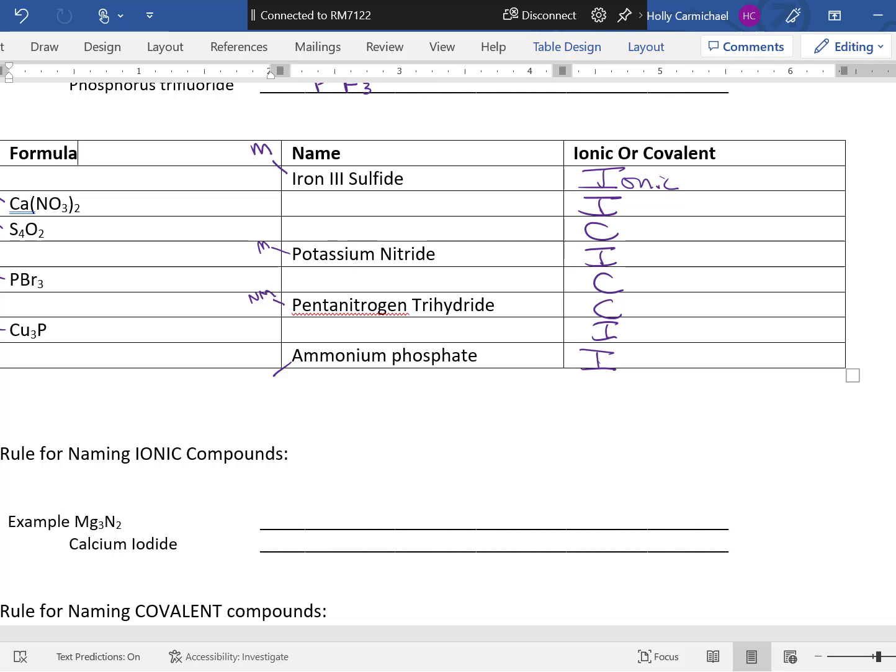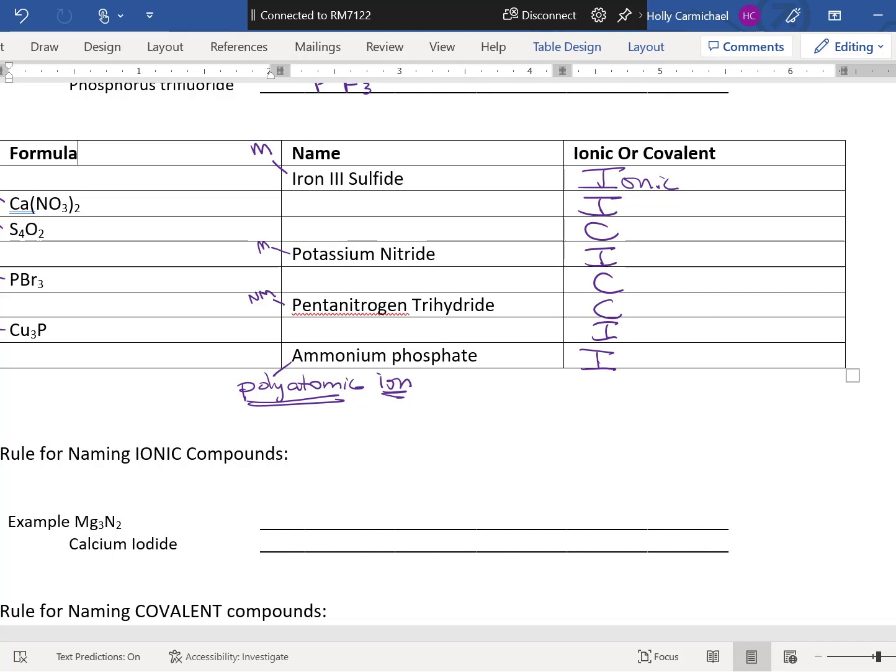They're all going to involve some kind of charge. And so, because this is a polyatomic ion, right? So polyatomics are ions. So that's how you know that's an ionic compound. Okay? So now let's go back and we're going to do the first one.